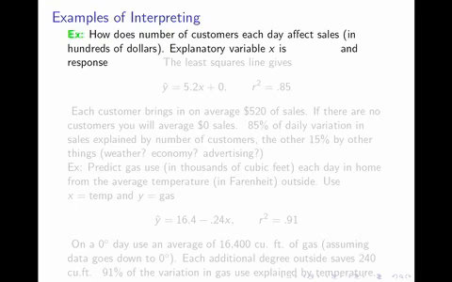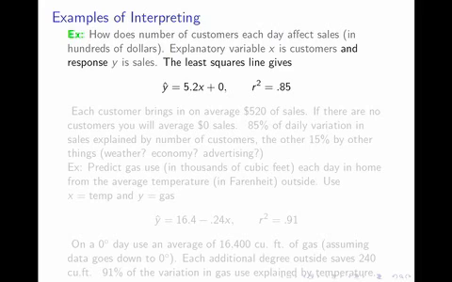Let's see what these look like in some more concrete examples. So let's first look at how number of customers each day affects sales in hundreds of dollars in some store. Take a moment, pause if necessary, to make sure you understand what the explanatory variable x is. It's, of course, number of customers each day, and the response variable y is the sales in hundreds of dollars. So let's say we look at our data and we get a least squares line y hat equals 5.2x plus 0, and we get r squared of 0.85. What does that tell us?